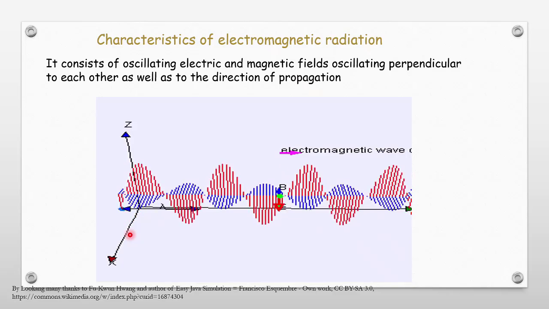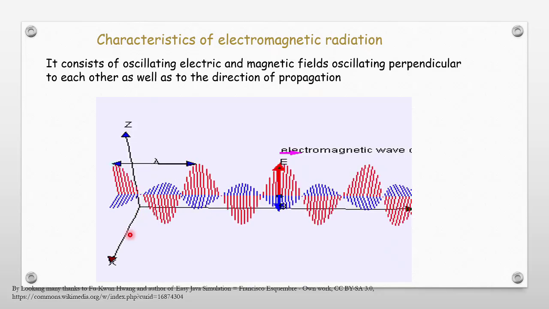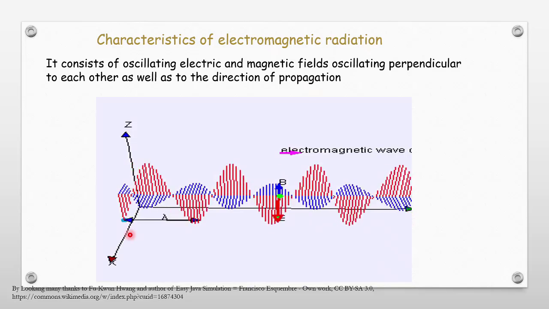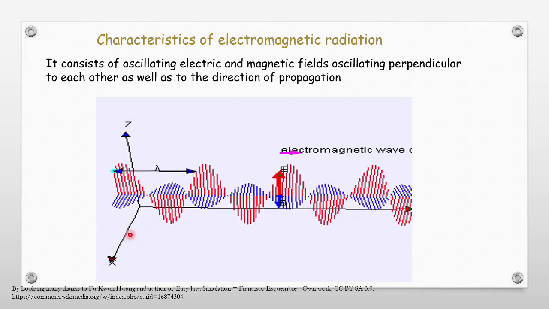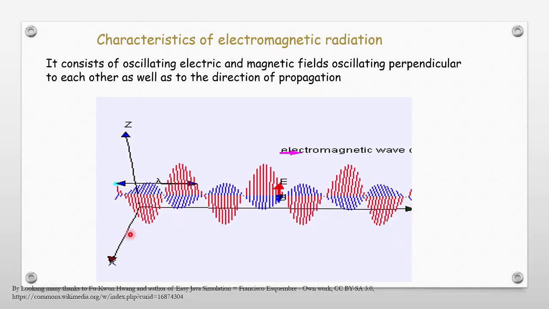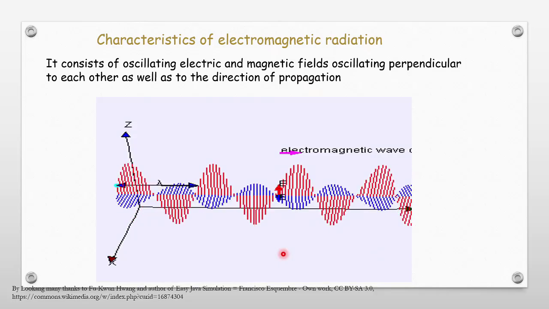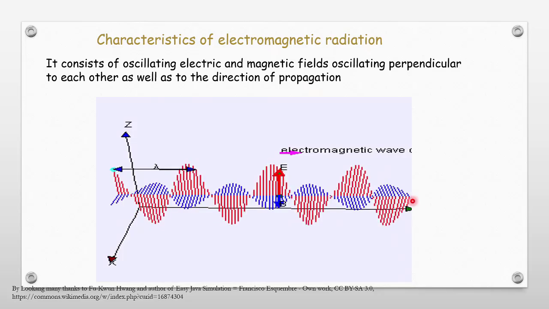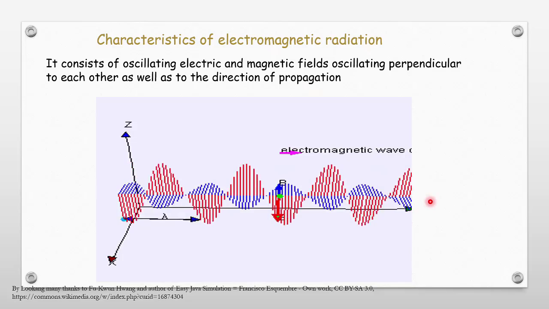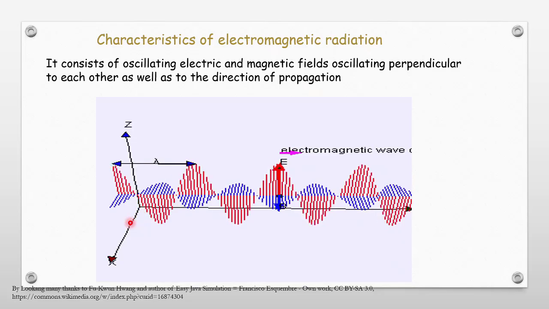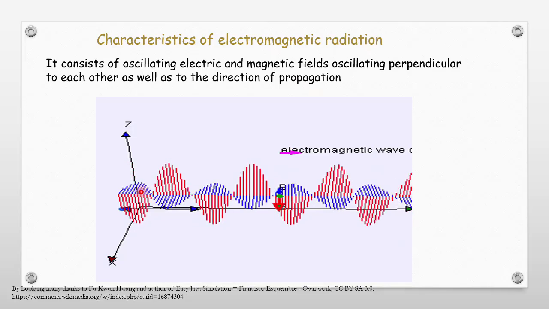Electromagnetic radiation consists of oscillating electric and magnetic fields which are oscillating perpendicular to each other as well as to the direction of propagation. So this is the direction of propagation. So direction of propagation is the direction in which the wave is moving. And perpendicular to this direction of propagation, you have oscillating electric and magnetic fields.